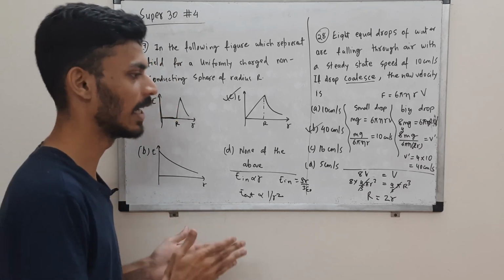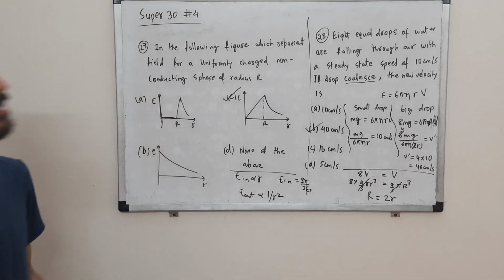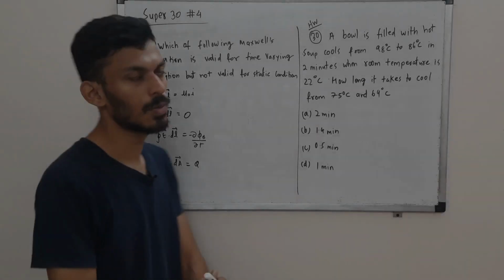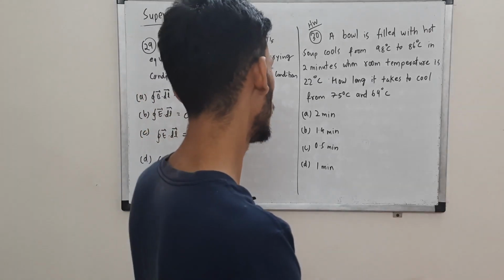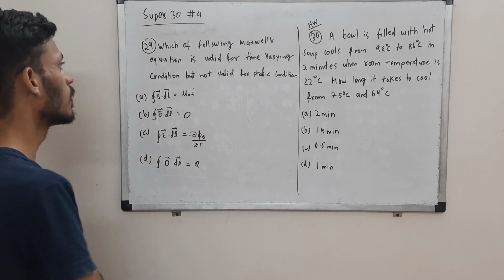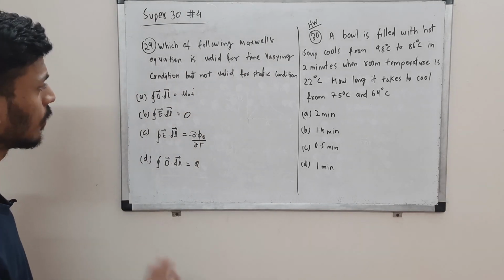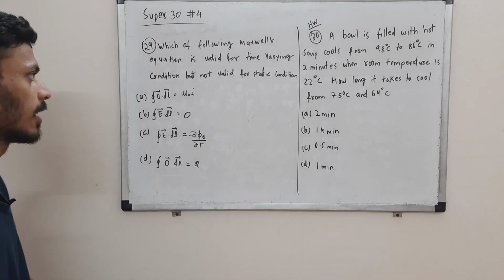We'll move to question 29 and 30, which will be the last 2 questions for the day. So question 29 and 30 over here. 30 is your homework question. I'll do question 29. You are supposed to tell which of the following Maxwell equations is valid for time varying case but not valid for static condition.